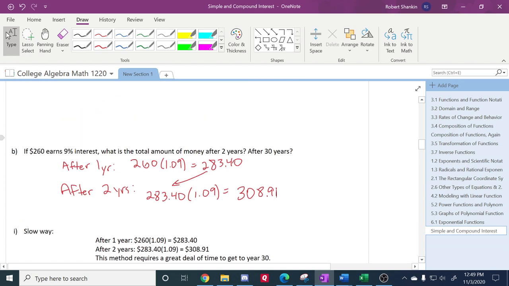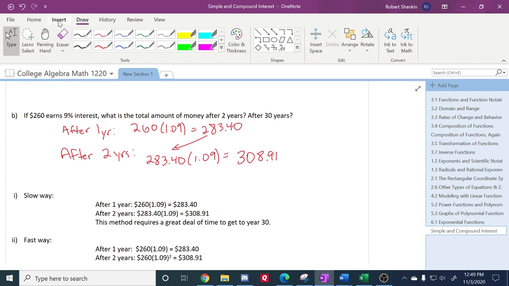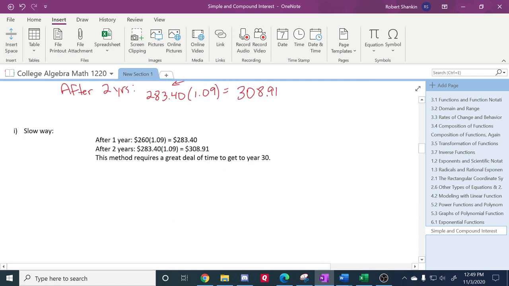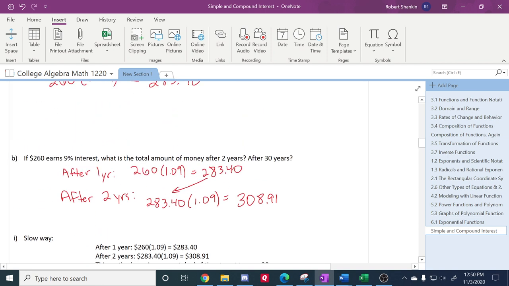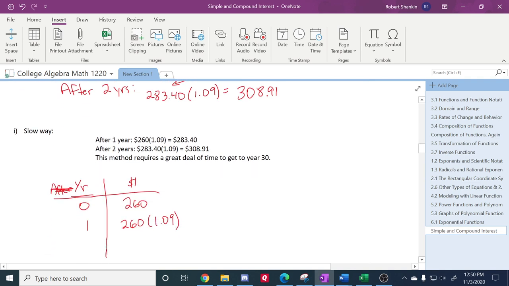Before I show it to you, let me create some space here and do it, and it'll feel more real. The fast way is, here's the year, and then this is the amount of dollars you have. Let's put year 0, we start with $260. After year 1, we have 260 times 1.09. Now, that's the same thing I was doing before. But the only thing I'm going to do differently is I'm not going to turn it into $283.40. I'm going to leave it as 260 times 1.09.